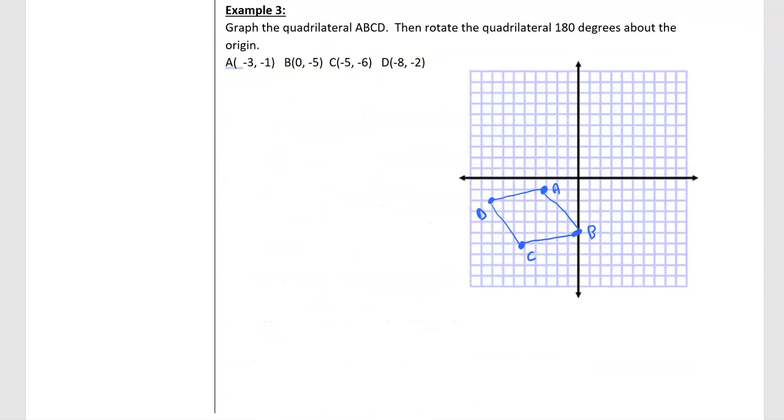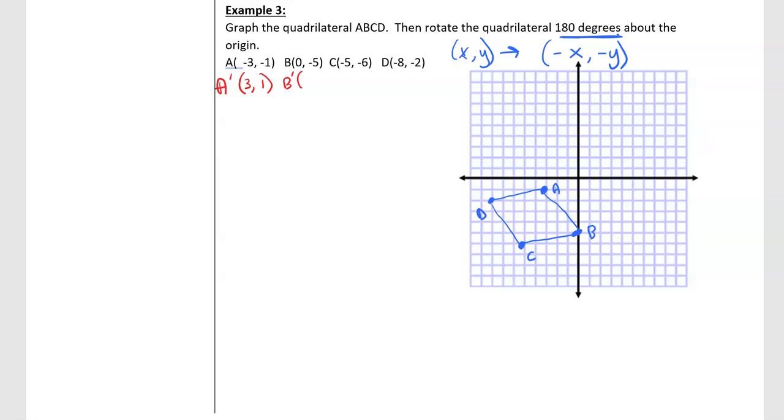Okay, so this time, first of all, let's write our shortcut down. If I'm doing a 180 rotation, for every XY, all I do is change the sign, but I don't switch them. So it's going to be negative X, negative Y. I'll write them underneath here. So A prime, I'm just going to change the sign, so it will change to positive 3, positive 1.